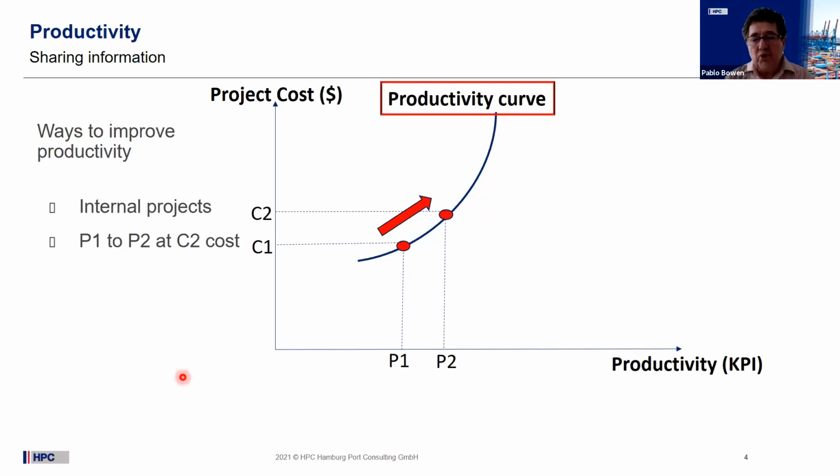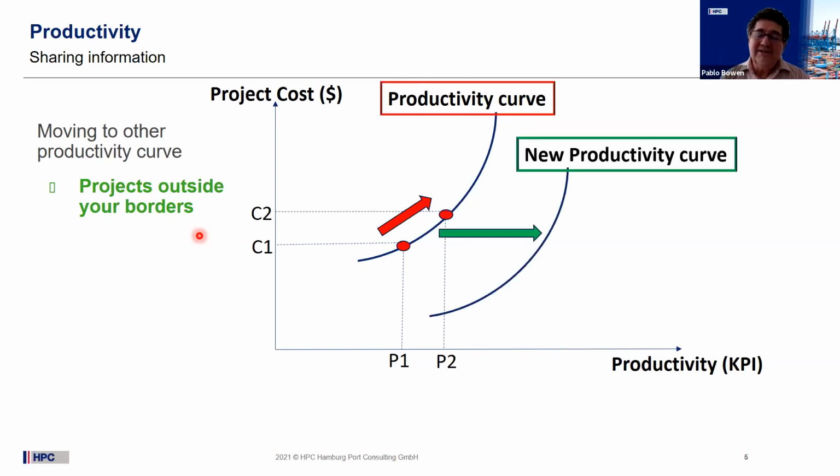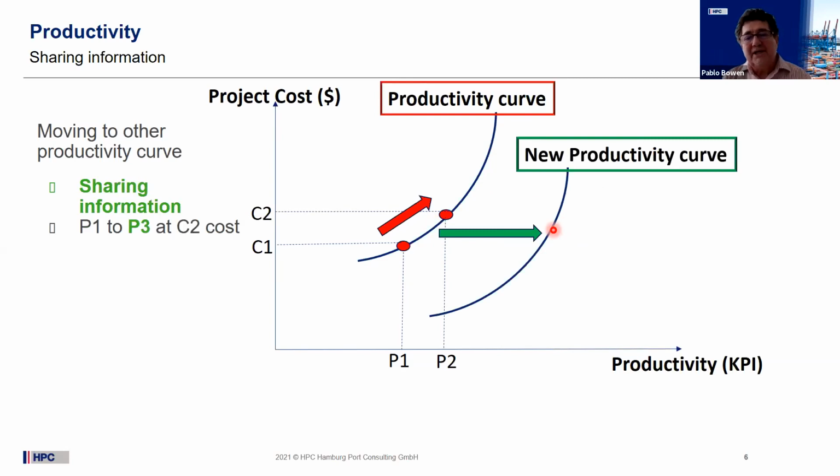And one option that you have in order to move away from a situation like that is to think about projects outside of your borders, outside of the physical and mental limits of your company or your operations. When you are doing that, really you are not moving on the same curve, you are moving to another curve. And this is what we call the new productivity curve. You jump really from the red one to the green one.